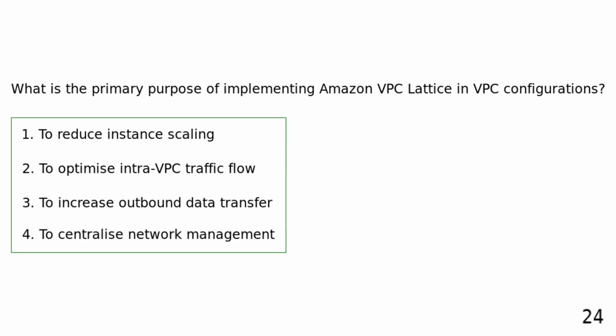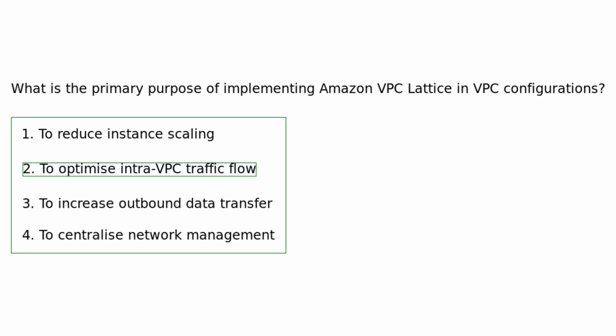What is the primary purpose of implementing Amazon VPC Lattice in VPC configurations? To reduce instance scaling. To optimize intra-VPC traffic flow. To increase outbound data transfer. To centralize network management. The primary purpose of implementing Amazon VPC Lattice in VPC configurations is to optimize intra-VPC traffic flow through the creation of a fully connected mesh network for efficient communication.